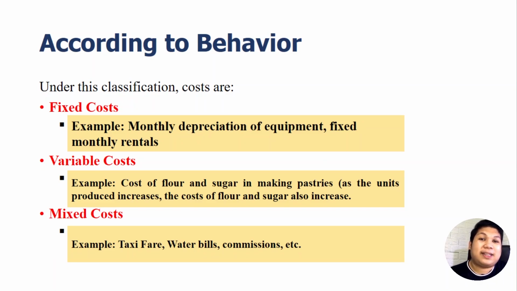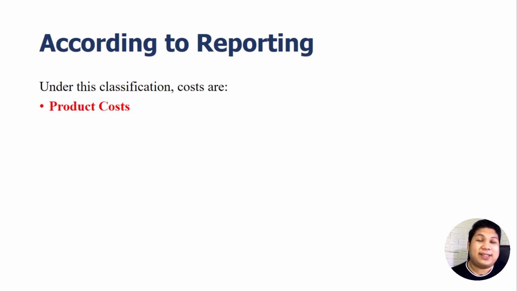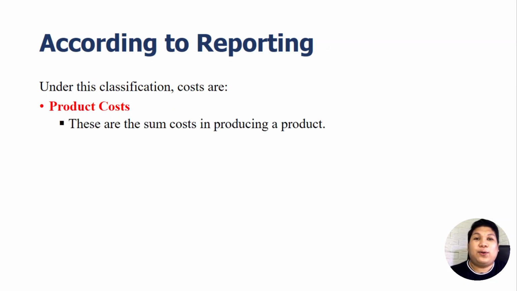So the next classification of costs is according to reporting. Under this classification, costs are classified as either product costs or period costs. Those are the two types of costs under reporting. Product costs, as you know, are costs incurred in producing a product. So the cost of labor, materials, and overhead are all product costs.